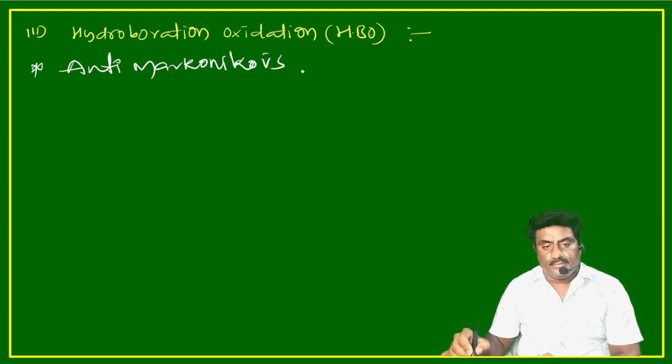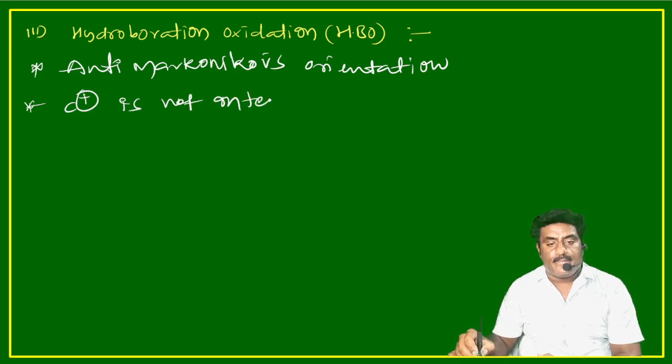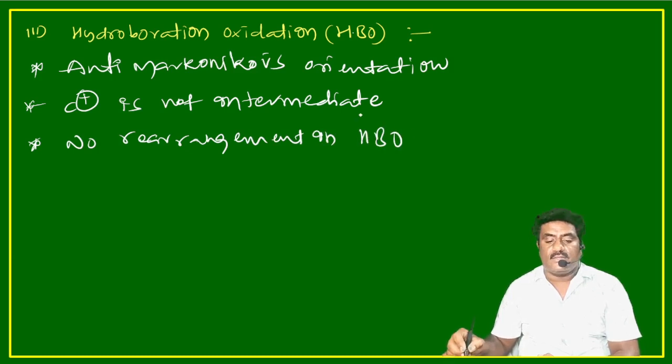Markovnikov's orientation. Carbocation is not an intermediate. Carbocation is not an intermediate. Yes, no rearrangement in hydroboration oxidation.